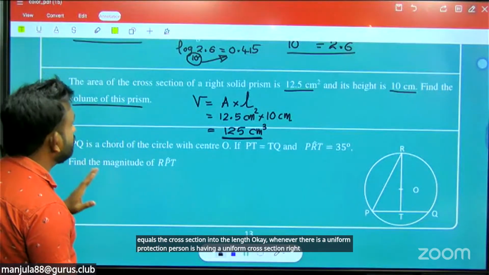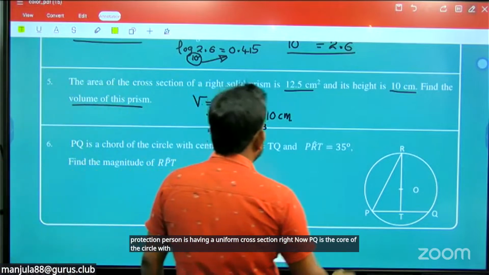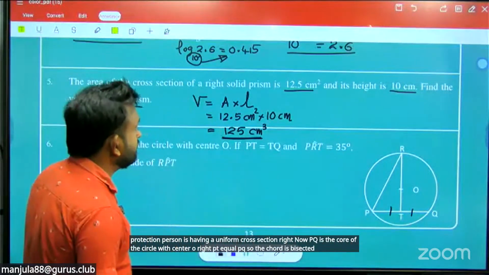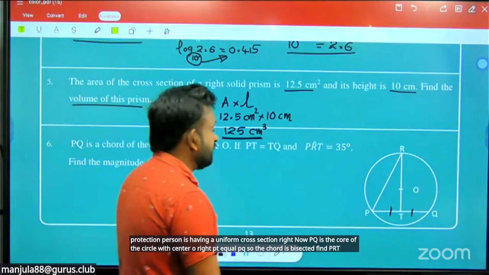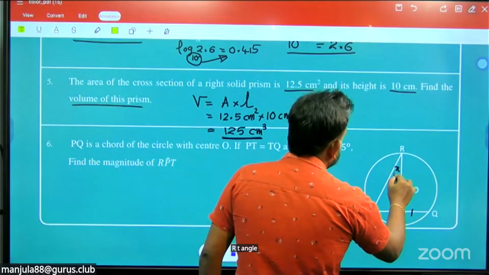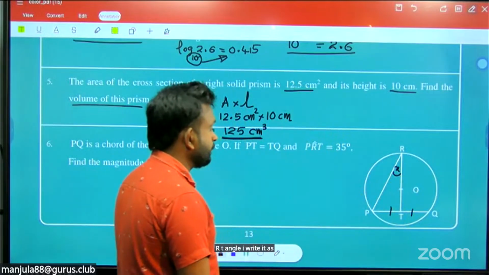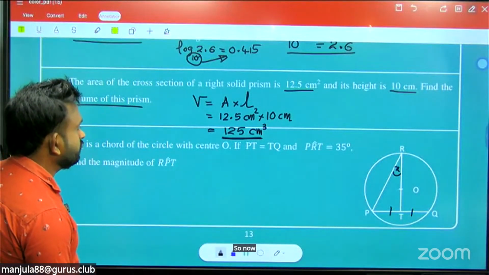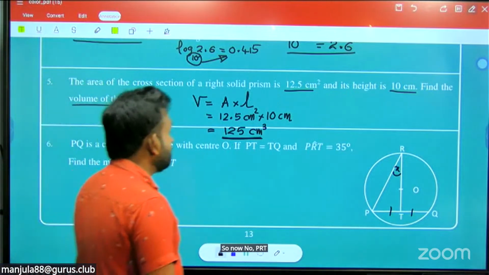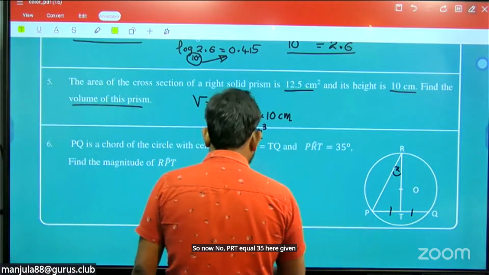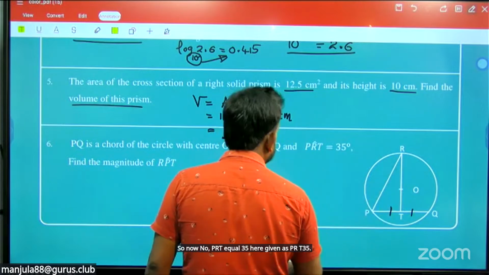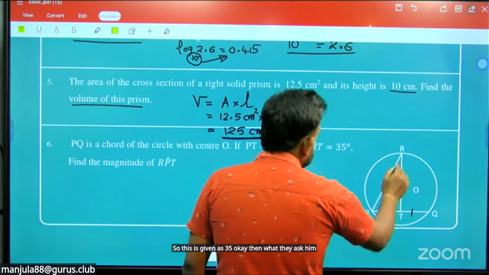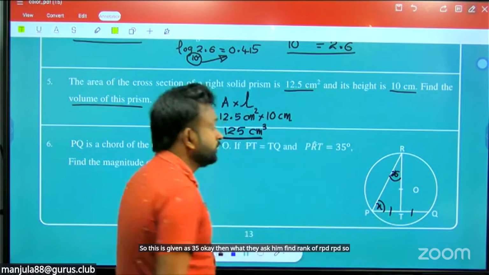Now PQ is the chord of the circle with center O, right? PT equals PQ. So the chord is bisected. Find angle PRT. I write it as x. Angle PRT equals 35. Here it is given as 35. Then what they ask is to find the magnitude of angle RPT. So this is x, right?